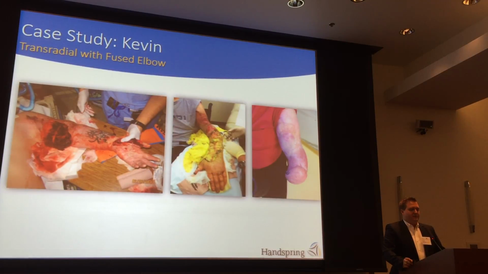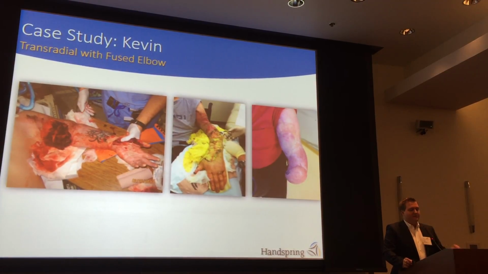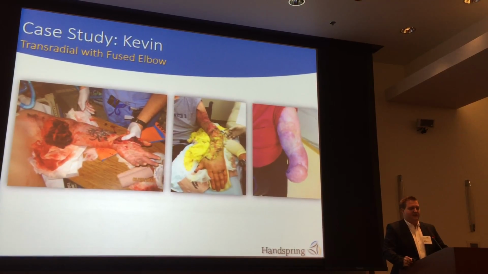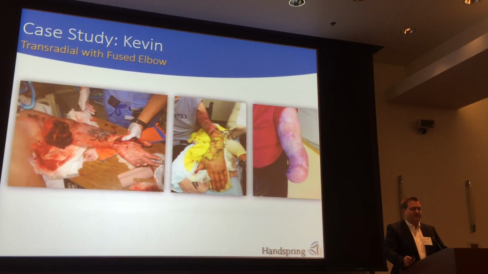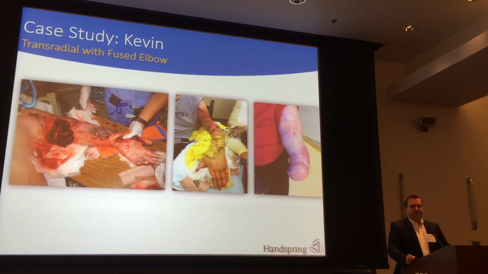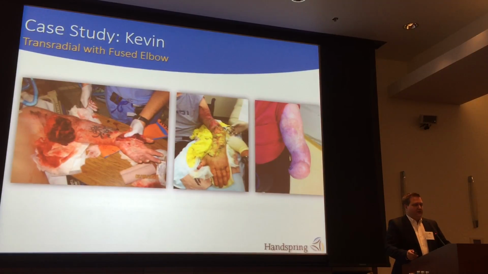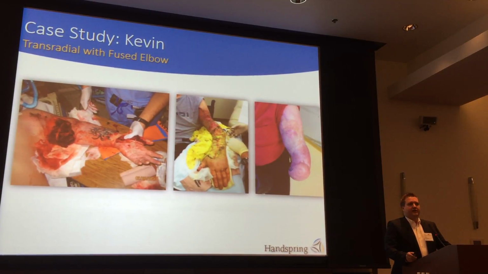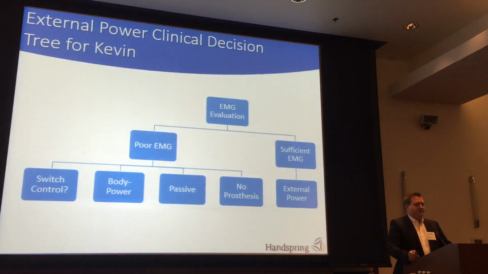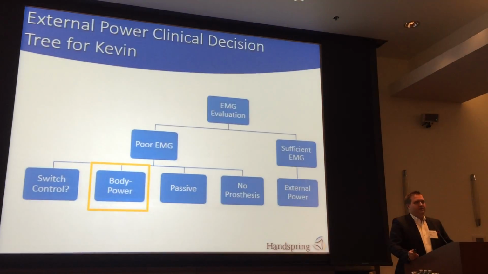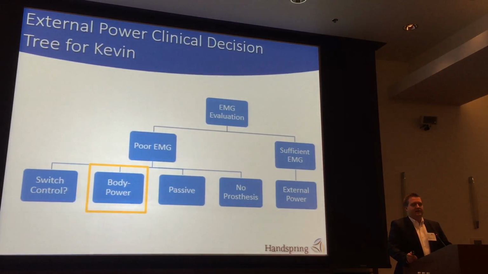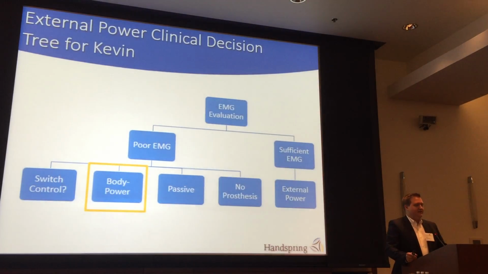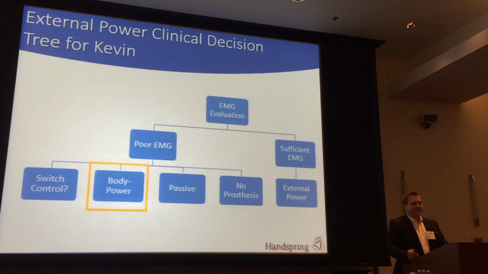He had full thickness skin grafts and a lot of adherent scar tissue. In addition, around his elbow joint, he did have HO. So when Kevin was initially evaluated in 2013, he did not present with any surface EMG signals, and so he was categorized that to meet his functional needs, a body powered prosthesis would be best for him.